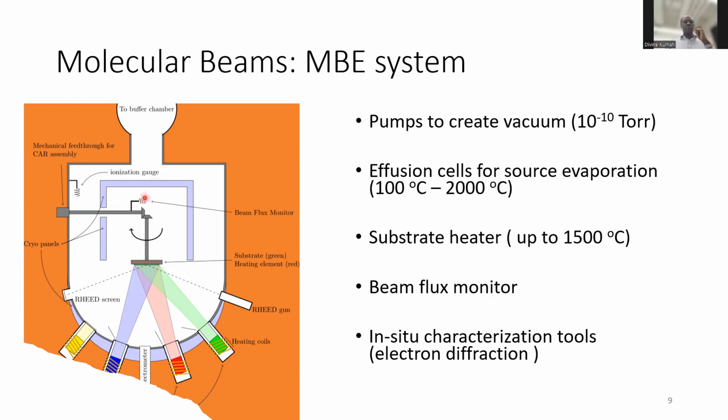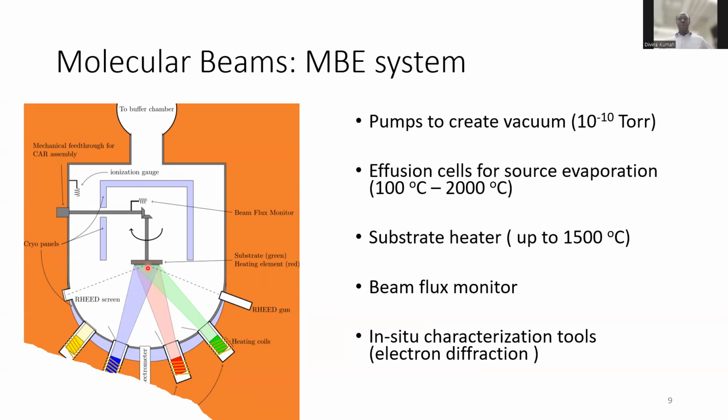There are many ways a beam flux monitor could be positioned. Some of them might not be in the position of the substrate, but in most typical systems, there is a beam flux monitor which you can slide into the position of the substrate before the growth to measure the flux, so to measure how much of the materials you are evaporating per unit time. And being able to measure and monitor the beam fluxes allows you to very precisely control the chemistry, the composition, and the thickness of the films that you are trying to grow.